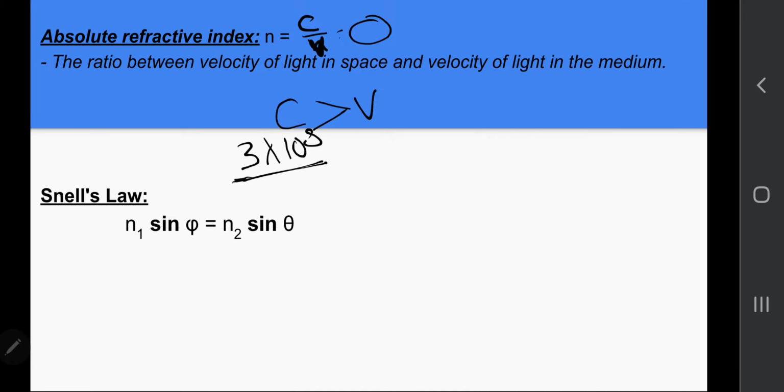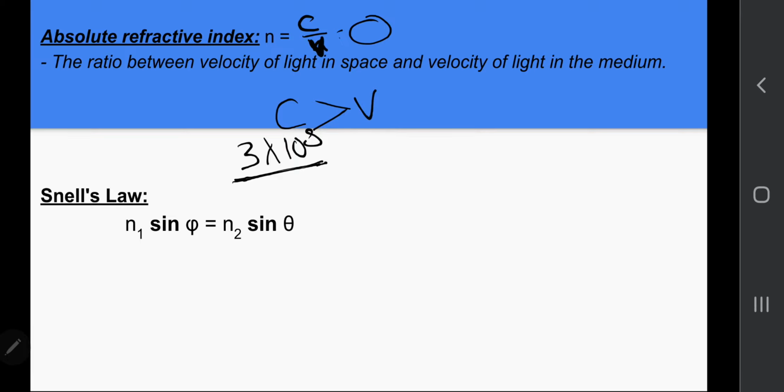This is the largest speed in the world. So any other velocity of light in another medium is less than this number. So C is more than V. So the absolute refractive index is always more than 1, because C, the speed of light in space, is more than the speed of light in any medium.